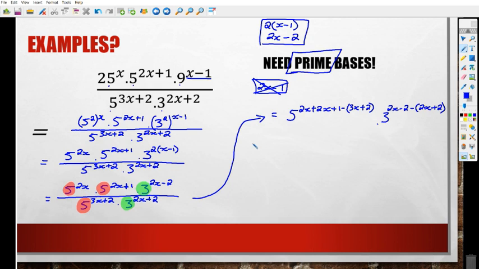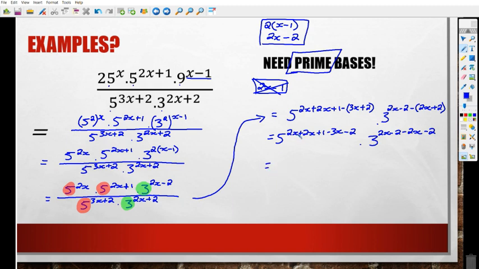Now I can simplify my exponents. I've got base 5 with 2x plus 1 minus 3x minus 2, multiplied by 3 to the power of 2x minus 2 minus 2x minus 2. Do you guys see that? Awesome stuff. Are you guys getting excited? We're getting close to the answer now.